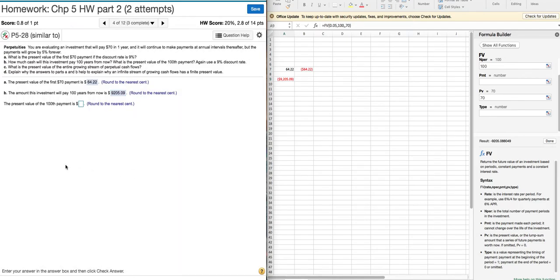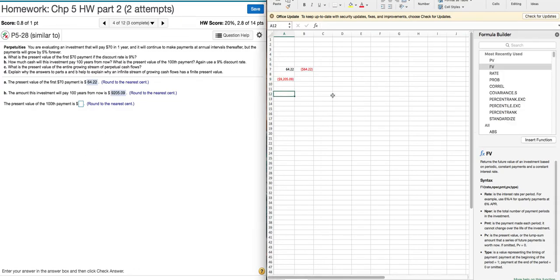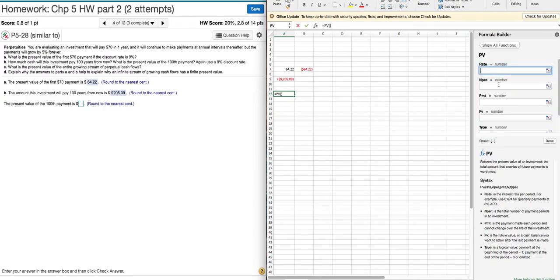Okay, so the present value of that 100th payment is what? If we go back to using the present value function, we're going to use a rate that's given as the discount rate. So we're back to using the discount rate to find the present value of that 100th payment. That 100th payment is out in the future, so that is our future value. I'm just going to reference it here on the sheet. And the number of periods that we're discounting back, of course, is 100. And so the present value of that 100th payment, that $9,205.09, is just $1.66.